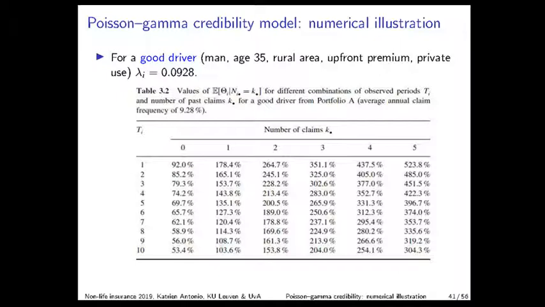Now, considering the penalty in case one claim is reported, we see that the good driver who reports one claim during the first year will have to pay 178% of the base premium to be covered by the insurance company during the second year. That's obviously a rather severe penalty, which is difficult to impose in reality.